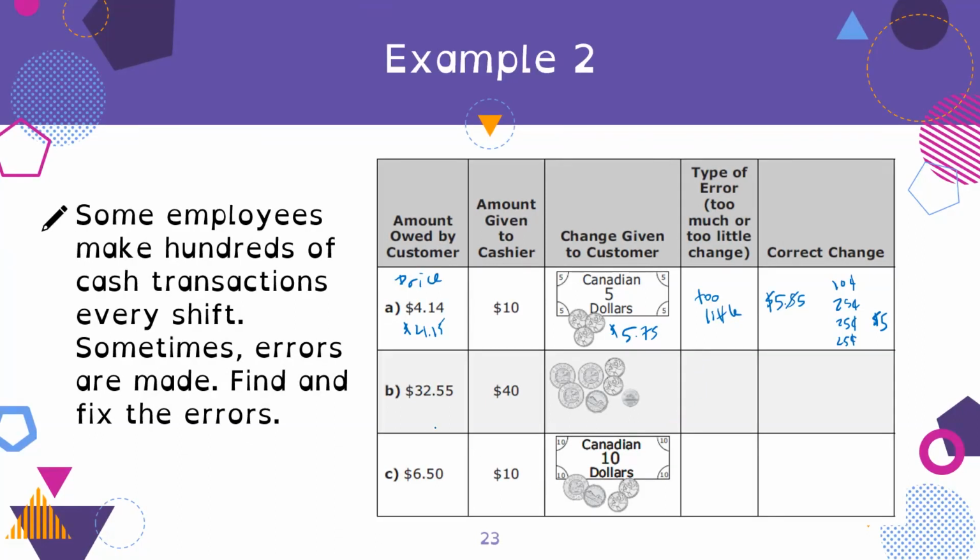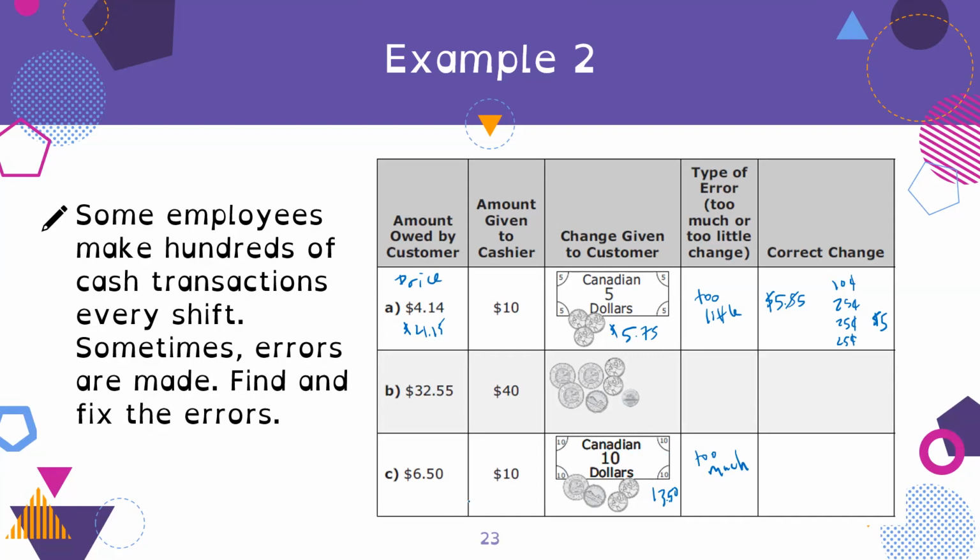Okay, so then let's look at letter C. We pay $6.50. We give $10 to the cashier. We get back $10, a toonie, a loonie, and 2 quarters. So we get back $13.50. Well, we can see right away that we're given too much, because we paid $10 and we got $10 back.